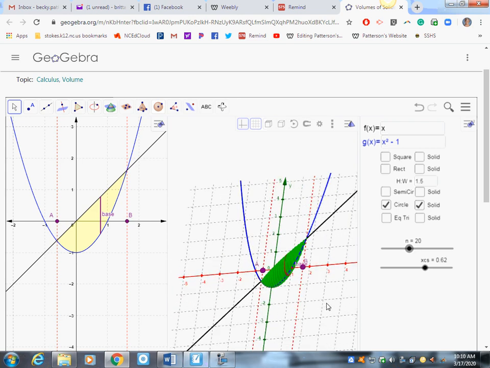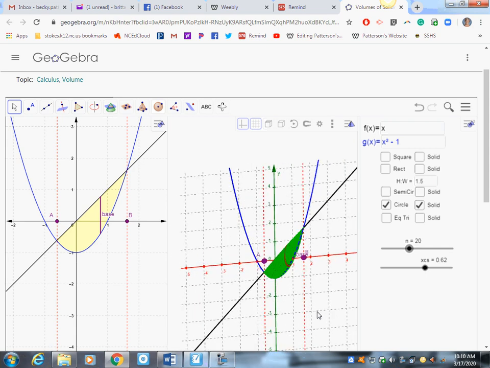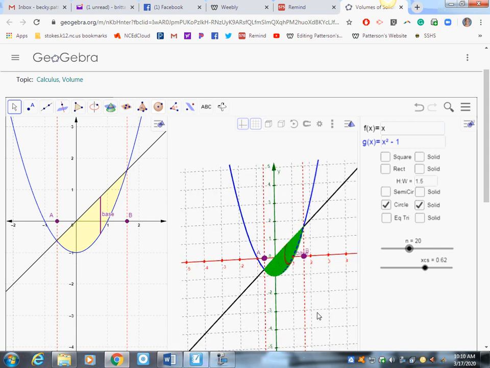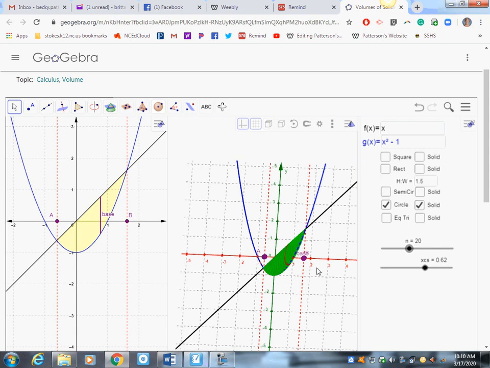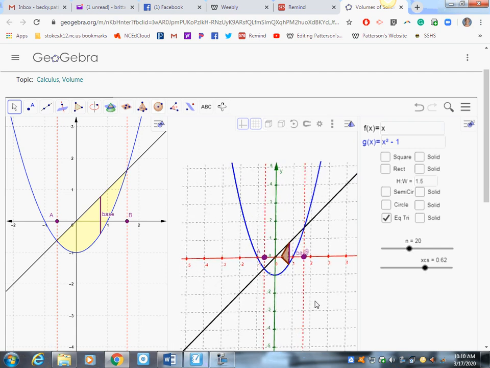So the area of a circle is pi r squared. And I want the whole circle. So I would do the integral from a to b of pi r squared. But again, to get r, this cut right here is the diameter of my circle. So my r would be half that. And then I can also have an equilateral triangle. Let's make sure we remember what an equilateral triangle is. And that's where all three sides are the same.